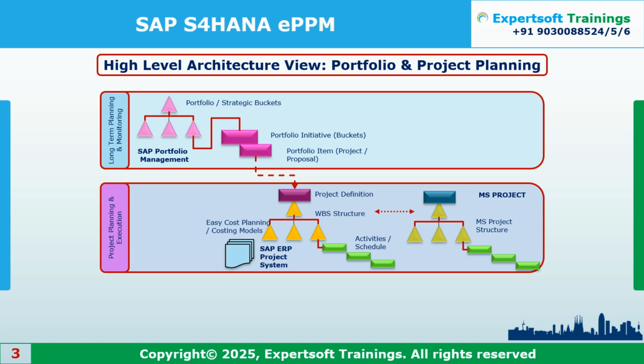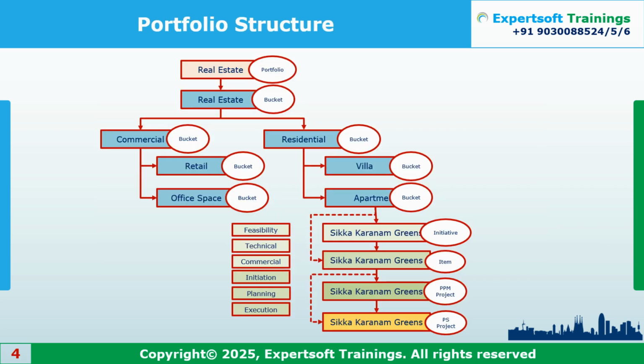I'll give you one more example for this, say a real estate. You can take any real estate company. This is my portfolio. Under that, I am creating one bucket. Under the bucket, this is my parent bucket. Under that, there are sub-buckets.